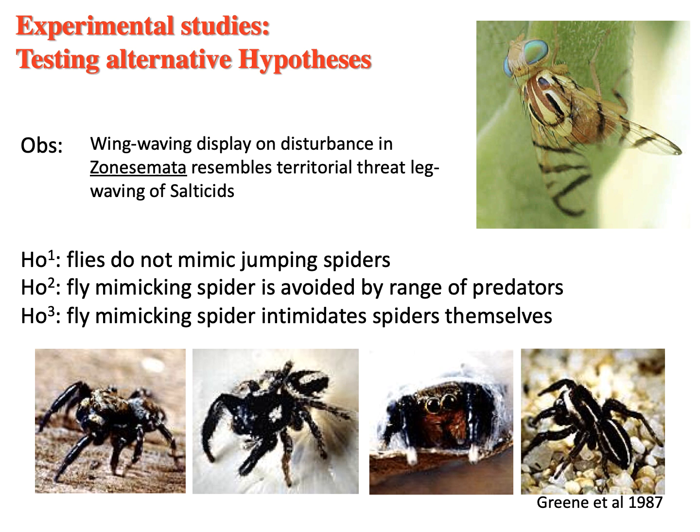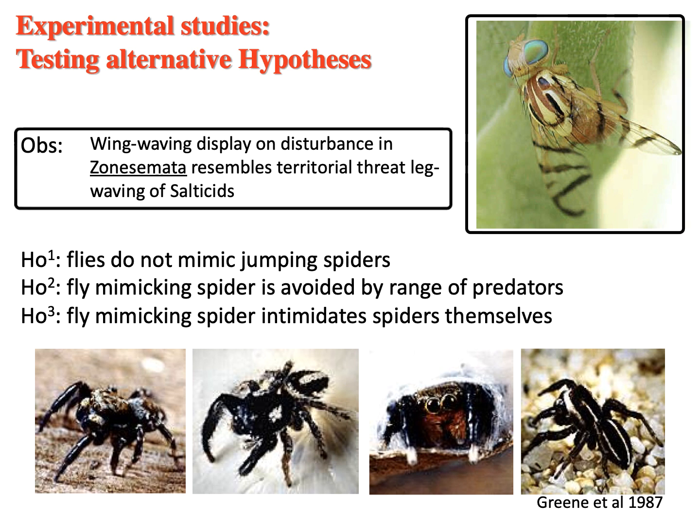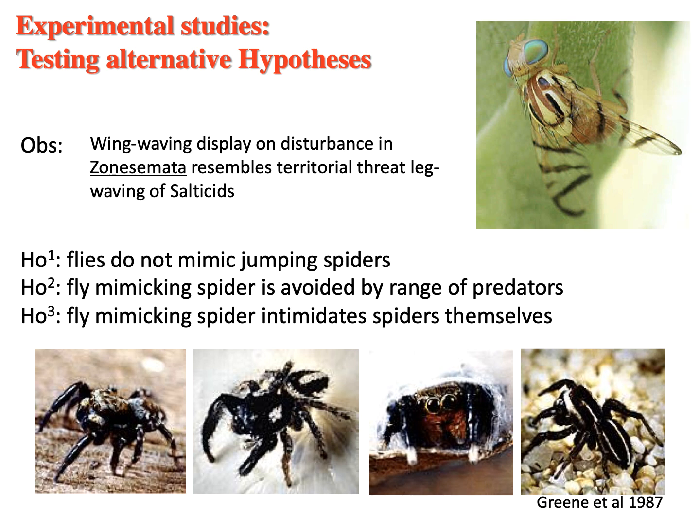Here's another example where they wondered whether the pattern or the behavior, or both, of this fly had any effect on spiders that have a waving type of display also, which was a territorial threat, waving by the spiders. So the question was, are these behaviors and the color pattern responsible for the adaptation that leads to fewer attacks on the fly by these spiders?